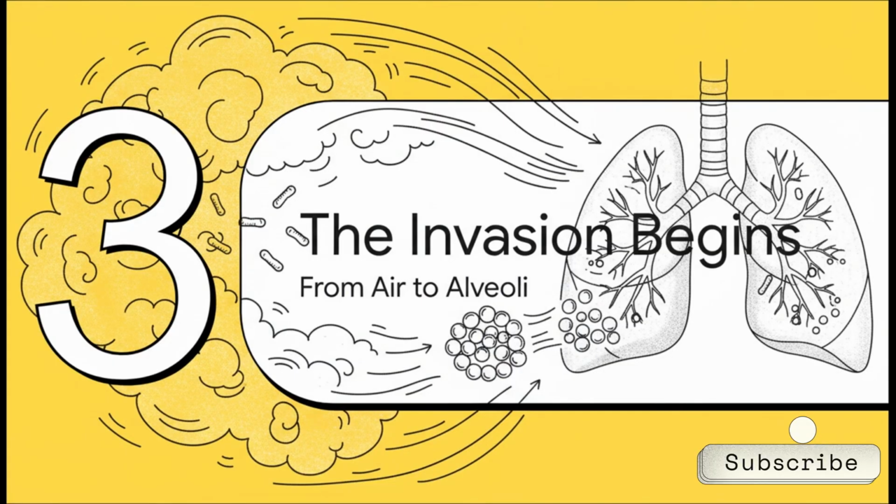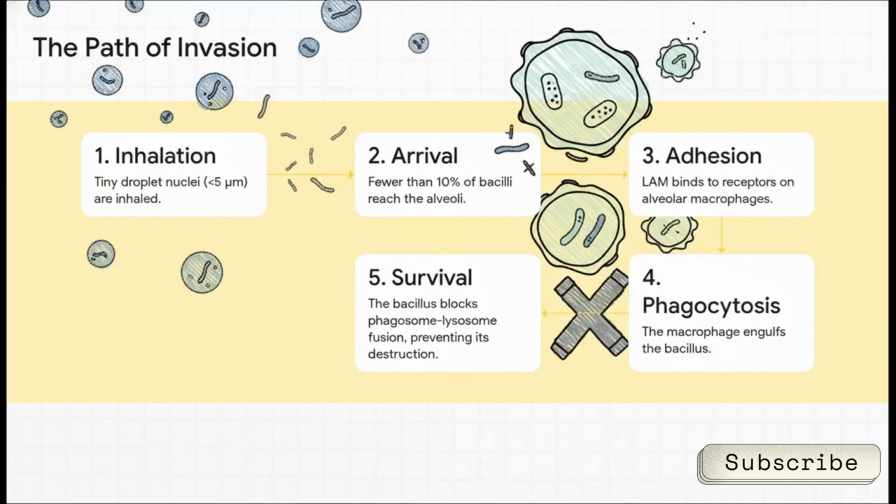Okay, so we've analyzed its armor, we know about its secret weapon. Now let's track the invasion itself. How does this thing get from the air all the way down into the deepest part of our lungs? So it all kicks off when someone inhales these tiny airborne droplets. Most of the bacteria get trapped on the way down, but the really small ones, less than 5 microns, make it all the way to the alveoli.